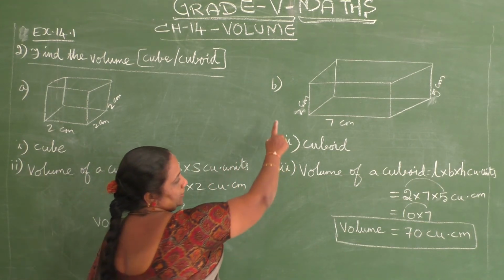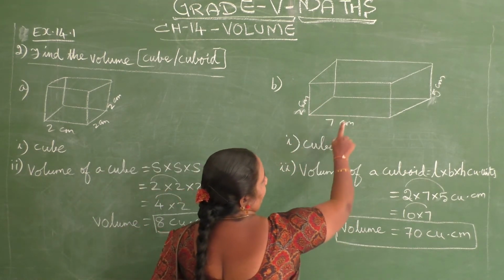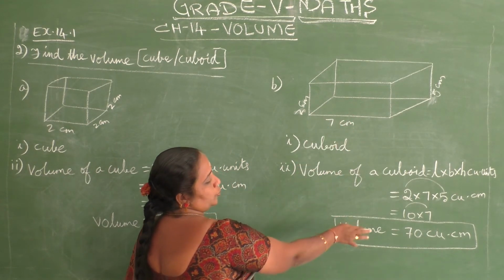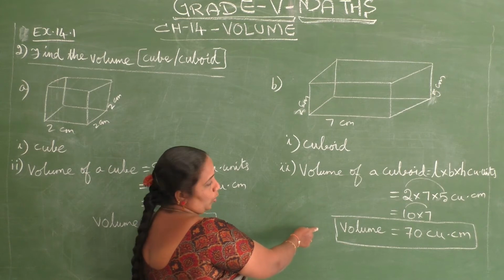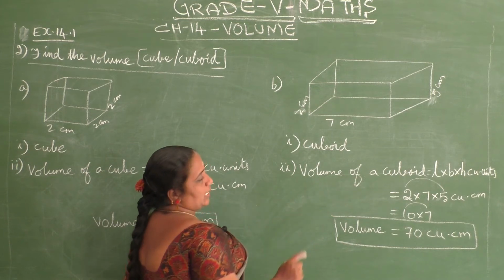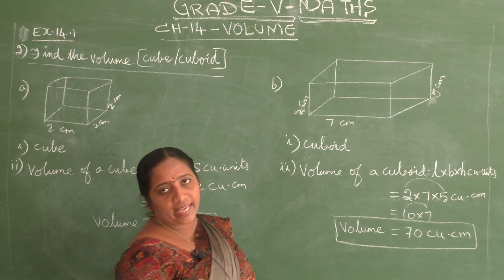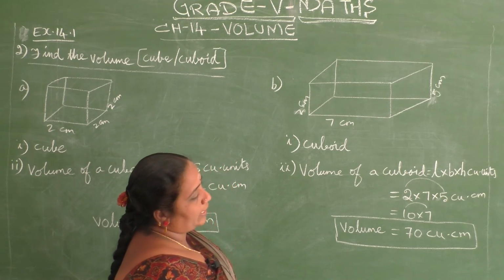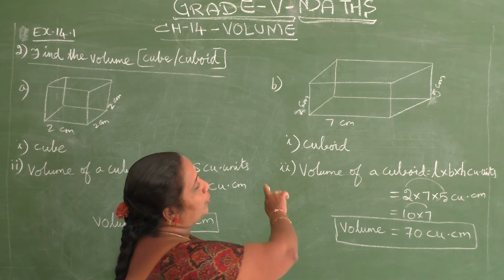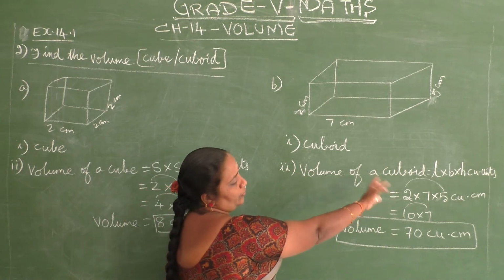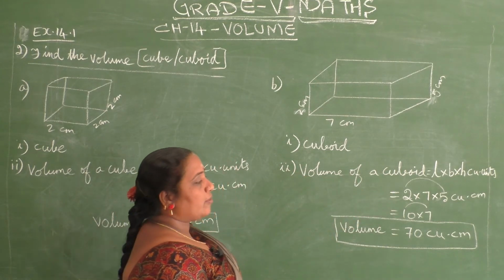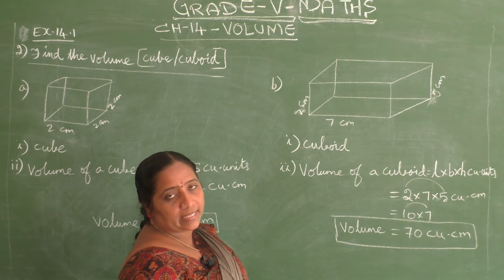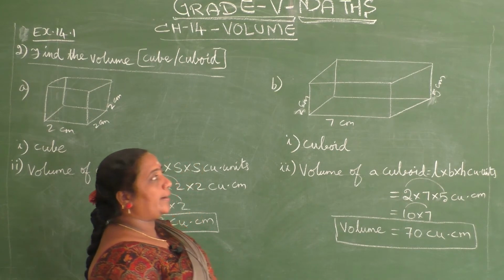We find out the solid shape, whether it is a cube or cuboid, it's a cuboid only. Then we are going to find the volume of this cuboid. The formula is volume of a cuboid, L into B into H, cubic units. Here they gave the unit as centimeters only. So now you have to apply the measurements according to the formula, 2 into 7 into 5. We multiply, we get 70 cubic centimeter. This is the volume of the cuboid.